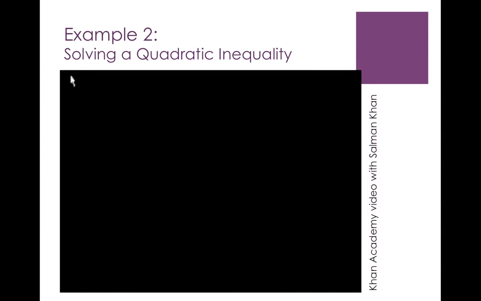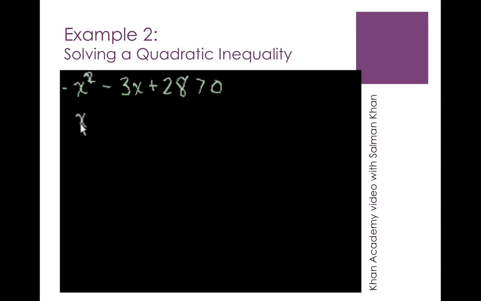Let me give you a slightly trickier problem. Let's say I had minus x squared minus 3x plus 28 is greater than 0. Well, I want to get rid of this negative sign in front of the x squared. I just don't like it there because it makes it a little more confusing to factor. So I'm going to multiply everything by negative 1, both sides.